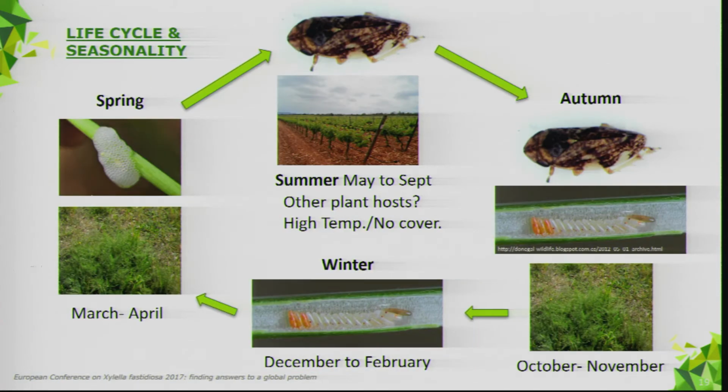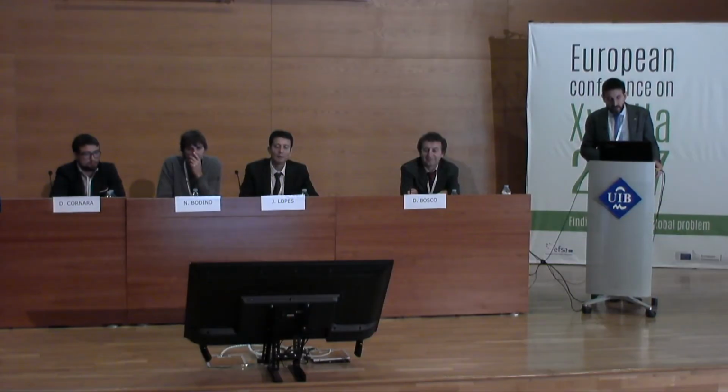And here is more or less the life cycle. It's very similar to what we see in other Mediterranean areas. And really the key issue is now this: what are they doing in summertime? They are not in the crops. There are no cover plants because they dry out, in all the Balearic Islands. So we really need to find out where they spend the summer, if they are in a kind of estivation or what.